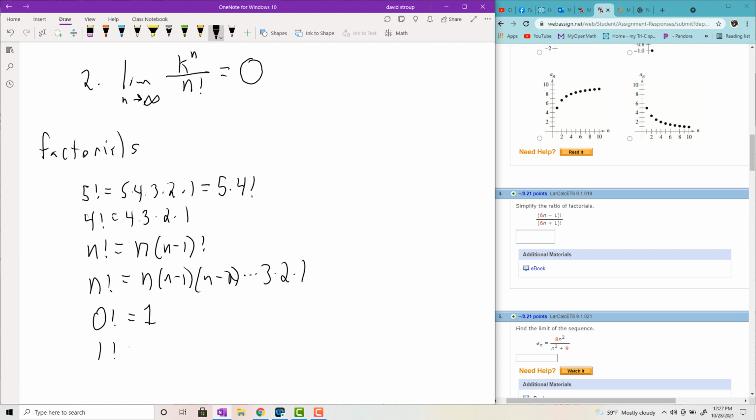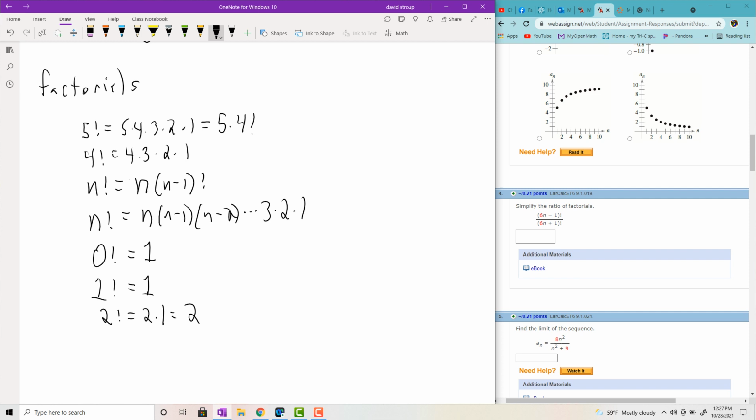1 factorial is equal to 1. 2 factorial is equal to 2 times 1, but that's just equal to 2. Okay, so there's that stuff. In particular, that problem in WebAssign right there, (6n minus 1) factorial all over (6n plus 1) factorial.